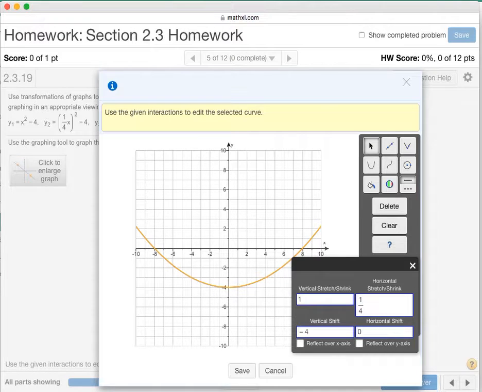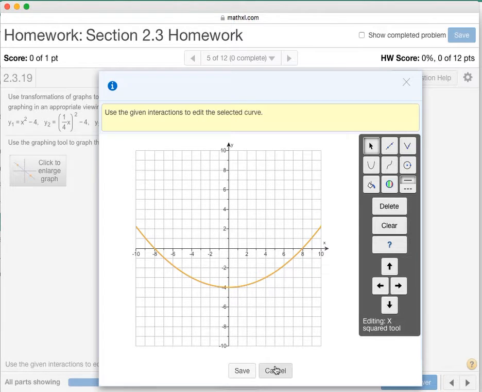It's stretching it out horizontally. If the number was greater than 1, like if it was 2 or 3 or 4, then it would actually be a horizontal shrink, making it thinner looking. So that would be, and I'll hit enter here. So that would be the second one, right? So that's what we're looking at.